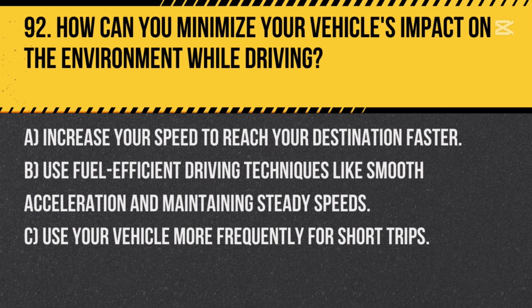Question 92. How can you minimize your vehicle's impact on the environment while driving? A. Increase your speed to reach your destination faster. B. Use fuel-efficient driving techniques like smooth acceleration and maintaining steady speeds. C. Use your vehicle more frequently for short trips. Answer: B. Use fuel-efficient driving techniques like smooth acceleration and maintaining steady speeds. These practices help reduce fuel consumption and emissions.